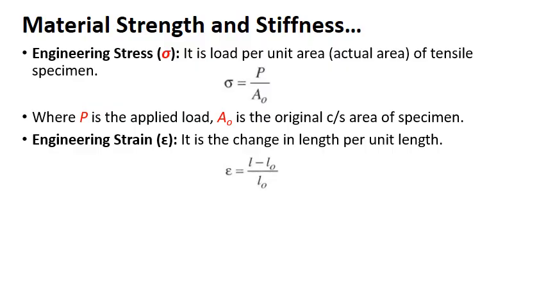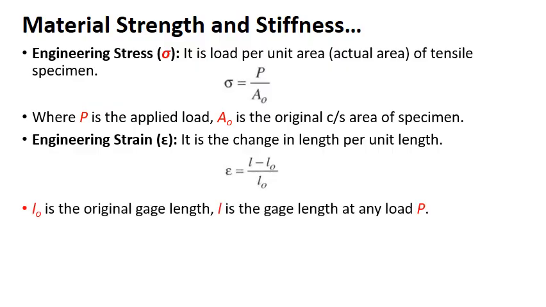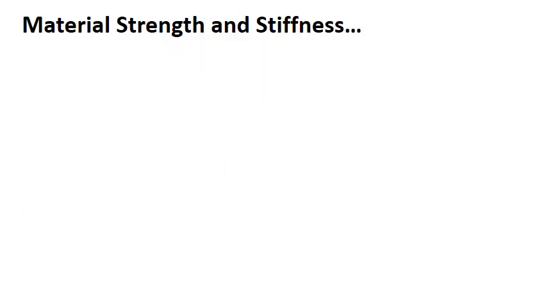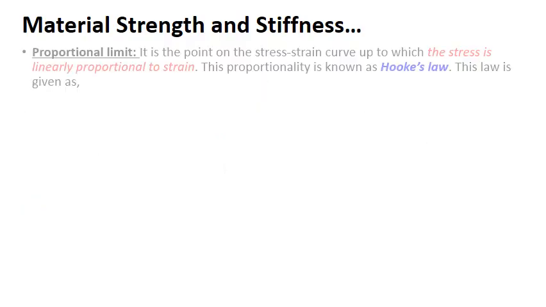I don't want to get deeper because the concept of tensile testing can itself be offered as a separate subject. So L0 is the original gauge length and L is the gauge length after deformation. We focus only on gauge length.